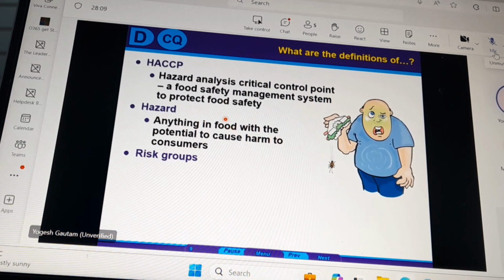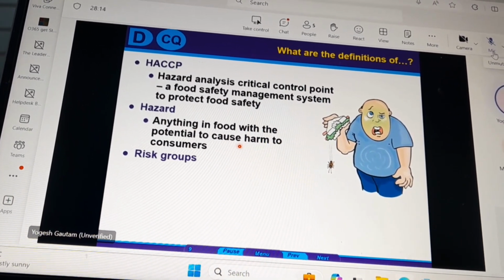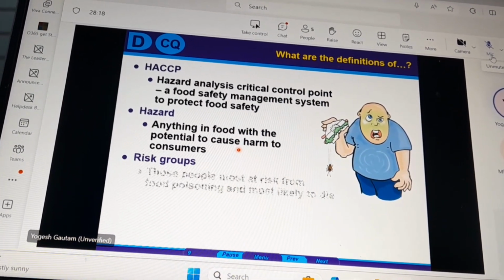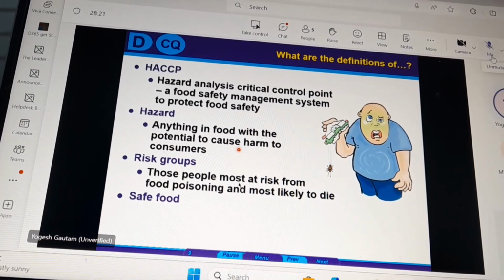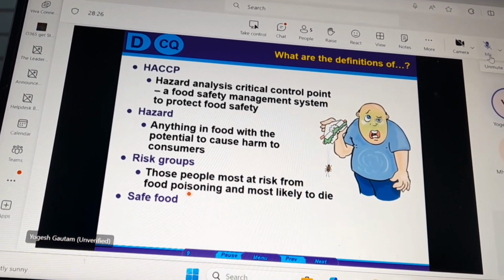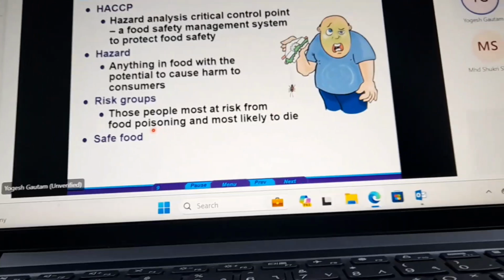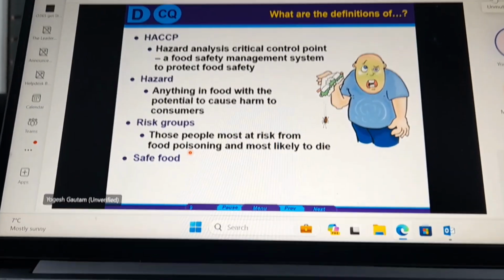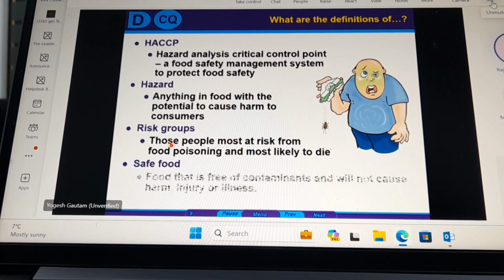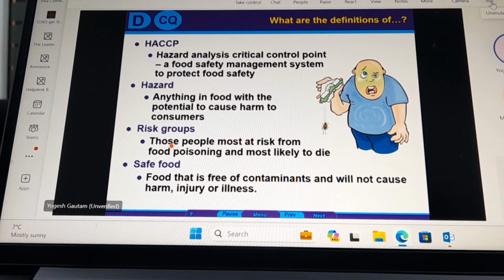Hazards is anything in food with the potential to cause harm. So it can be microorganisms, it can be chemicals, it can be physical hazards. Risk groups. So these are some terms and definitions which you need to understand. Risk groups are basically the people who have higher potential to get food poisoning, whereas there are higher chances of becoming ill or getting injured after consuming the food. Safe food is basically the food which is free of any kind of contamination.